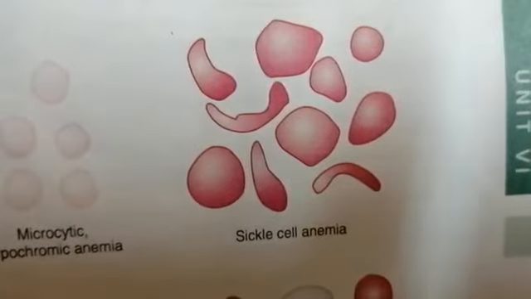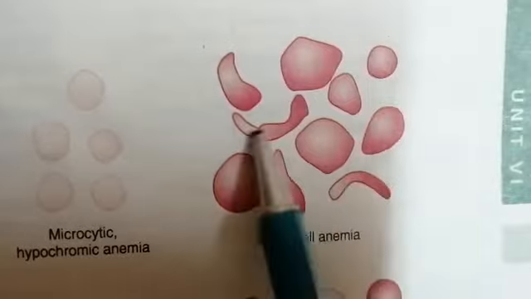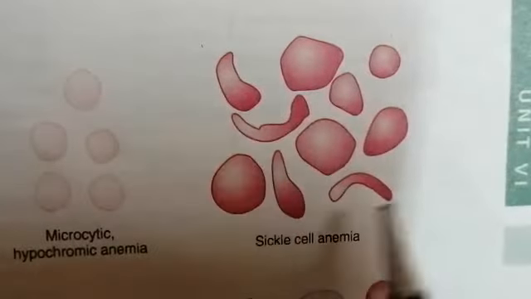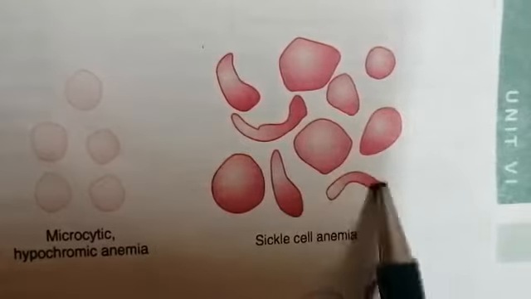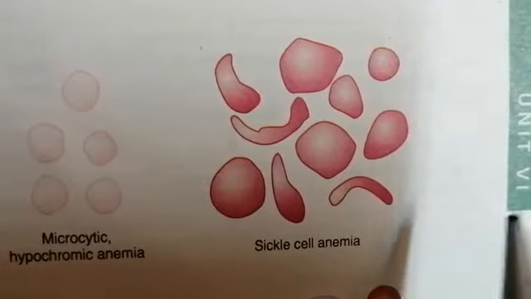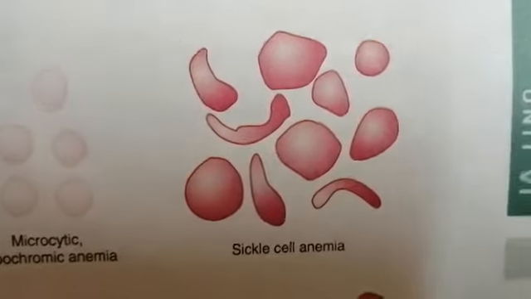Here you can see the sickle cell anemia and the shape of the RBC during sickle cell anemia. These are the sickle cells and these are the normal RBCs. So this shape of the RBC cannot pass through diapedesis and cannot carry the normal amount of hemoglobin. That's why it causes hemolytic anemia.